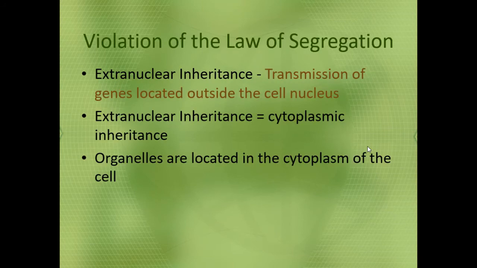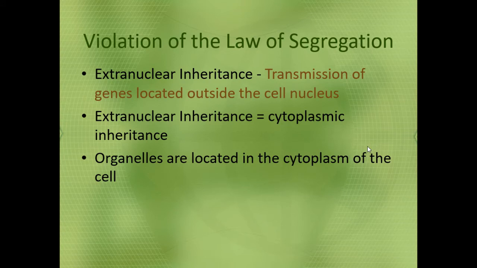So the next law that we have to talk about we're in violation of is the law of segregation. So we're looking at extranuclear inheritance. This is the transmission of genes located outside the cell nucleus. And that's going to sound really confusing to you because up until this point, all we've talked about is how DNA is only located in the nucleus. The nucleus is what goes through and copies the DNA, and that's what divides it. And then you end up with your genes coming from mom and dad.